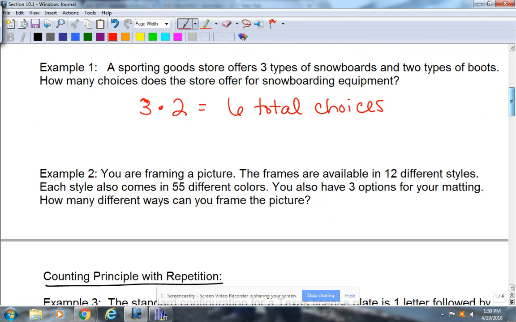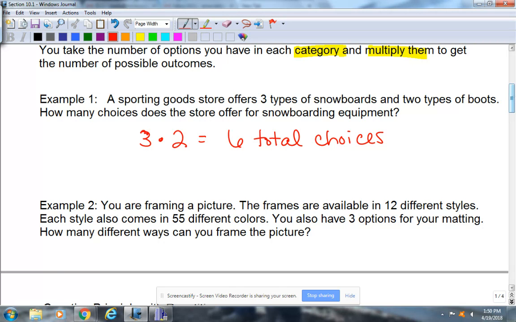Example 2, at the bottom of the same page: you are framing a picture. The frames are available in 12 different styles. Each style also comes in 55 different colors. Then you also have 3 options for your matting. How many different ways can you frame the picture? 12 times 55 times 3. That's it. You just multiply all your different categories together.